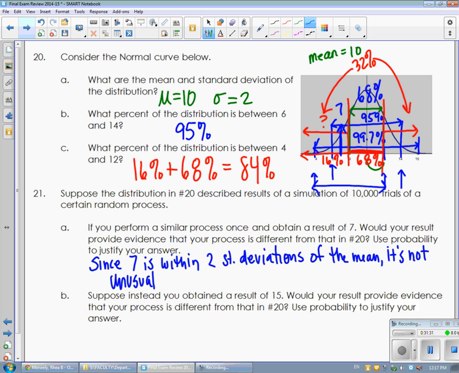In fact, if you wanted to use probability, since it's in the 95% range, it's going to occur more often than 5%. Oops, I spelled that wrong. Occur more often than 5%.